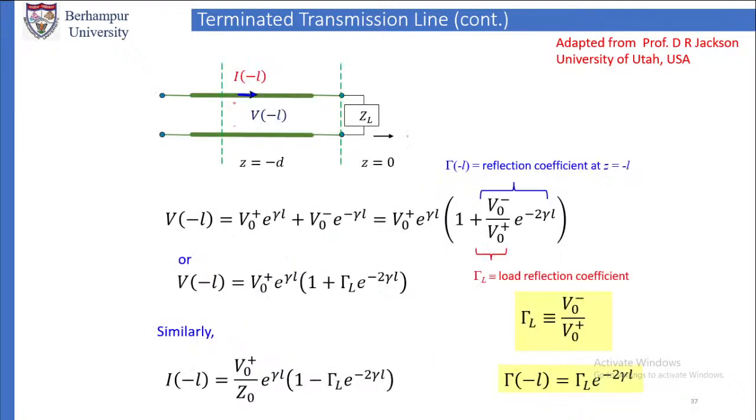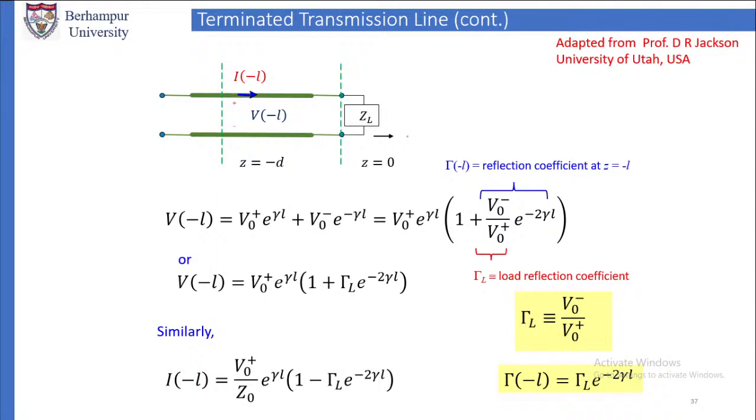And remember that this L is not the entire length of the transmission line. It can be the entire length, or it may not be. It can be any point on the transmission line, but it is at a distance L from the reference point. Okay. Now we will define something called reflection coefficient.